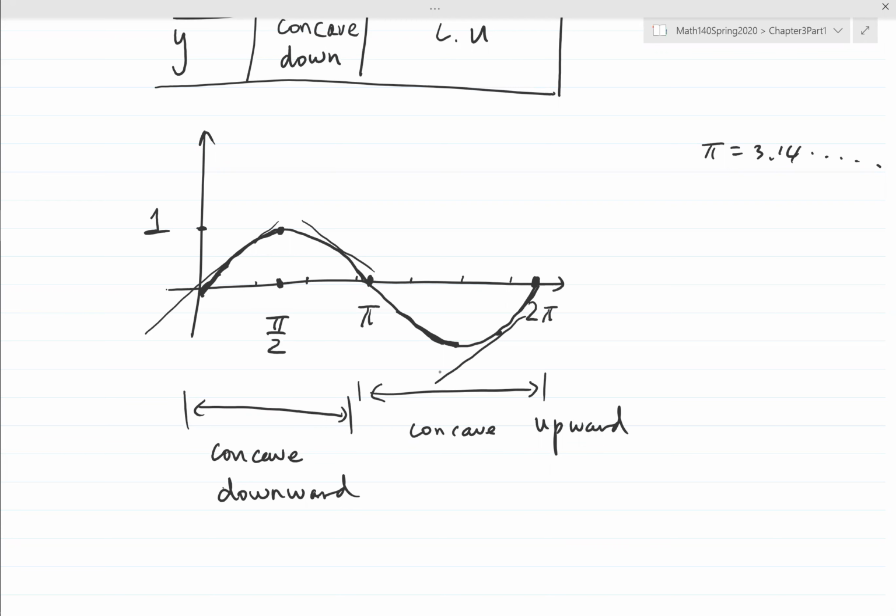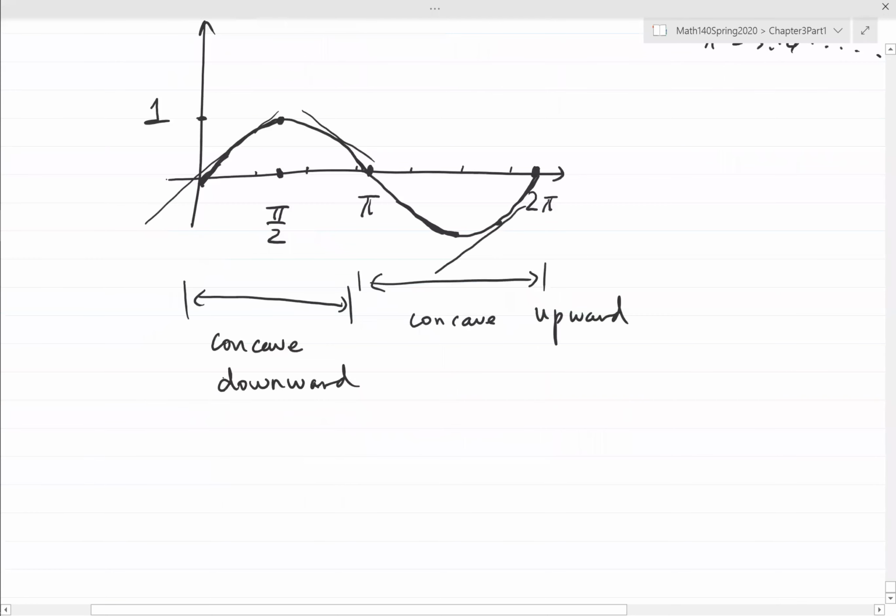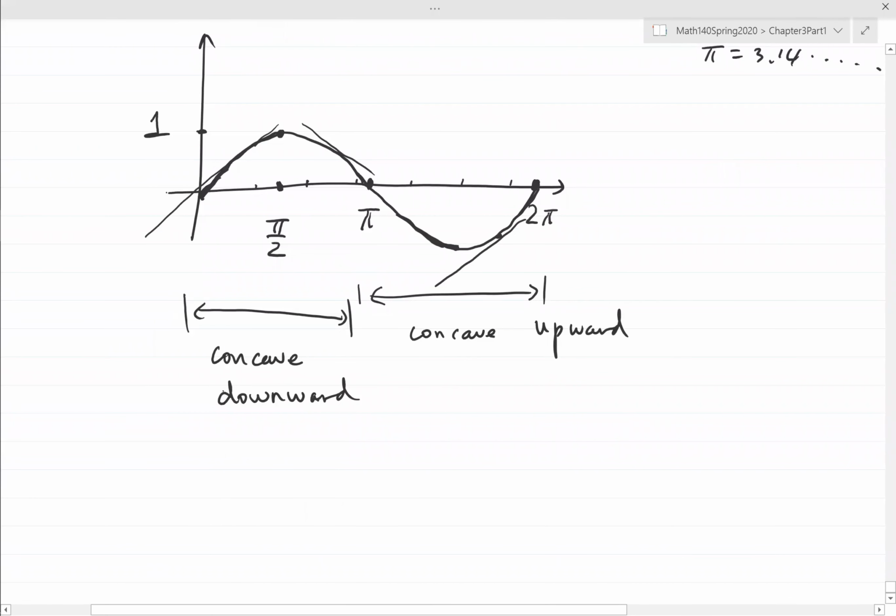Now a warning: the notation of concave up and concave down. Different people actually use different notation. Sometimes people define concave up to be concave down. So you need to really be careful, okay? In some textbooks, they may use different notation. So concave up and concave down can be confusing, okay? So you need to be careful.